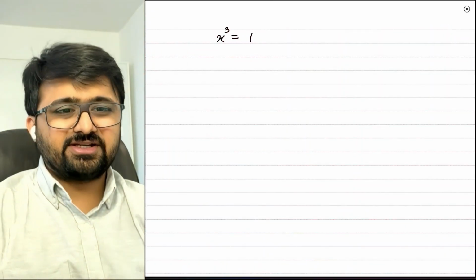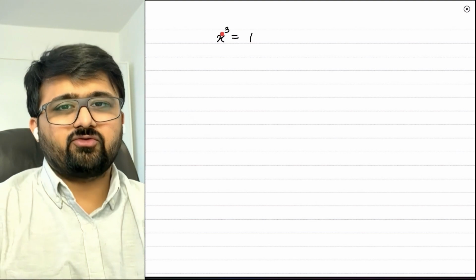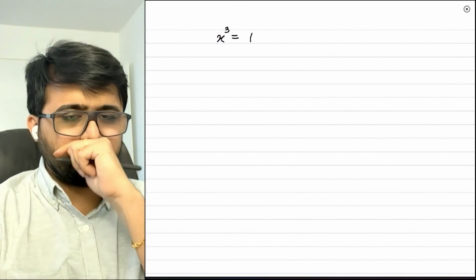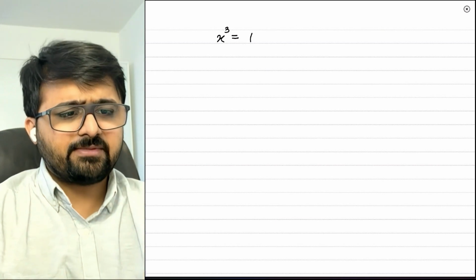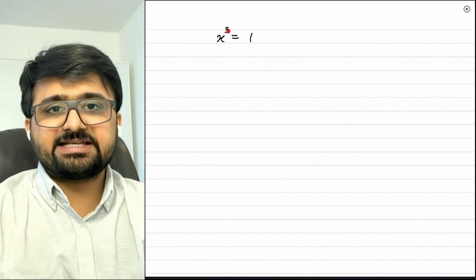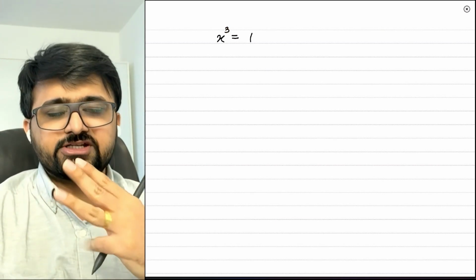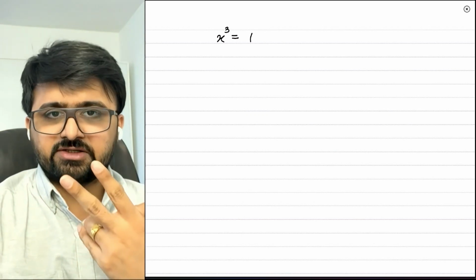How many solutions do you think x cube is equal to 1 has? We know one solution is for sure x is equal to 1, but our goal is to find the remaining two solutions. Remember, whatever the power is, in this case it is cube, so we'll have three solutions. If it was square, we have two solutions.